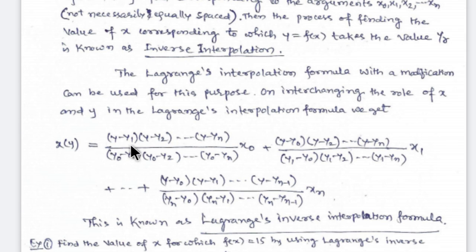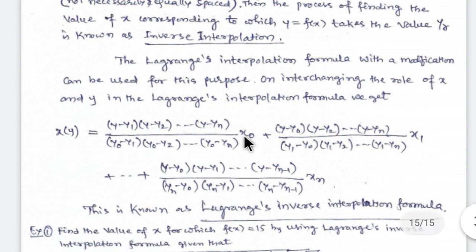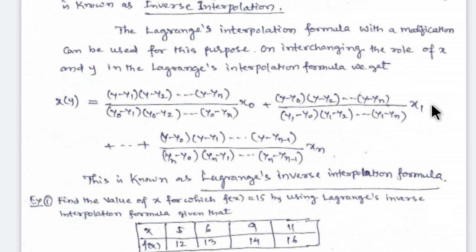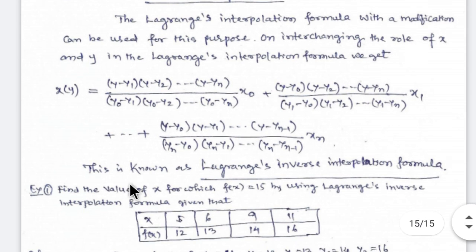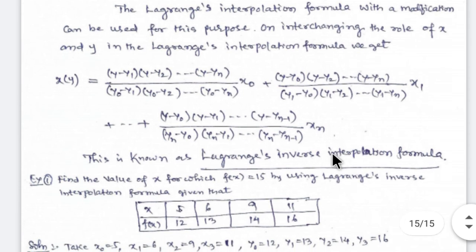Okay. x of y equal to (y minus y1)(y minus y2) etc. divided by (y naught minus y1)(y naught minus y2) etc., into x naught, like this. Here in the place of y naught, x naught comes. Similarly x1, up to xn, like this. This is known as Lagrange's inverse interpolation formula.